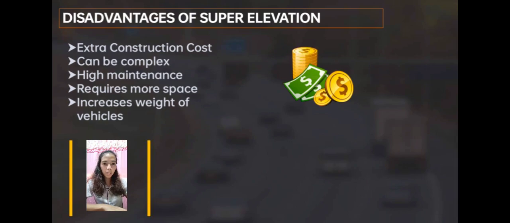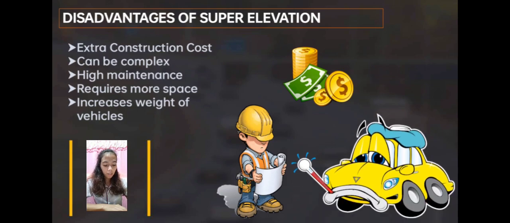So, syempre, sabi ko nga kanina na yung pagpapagawa ng super elevation, elevated road, can cost high fund or high money, high pera. It is due to the additional engineering and geological work as well as construction needed for it. Number 2, can be complex. If this super elevated road is not constructed properly, it can cause loss of control of the vehicle. Number 3 is high maintenance due to the additional wear on tires. Number 4, requires more space.